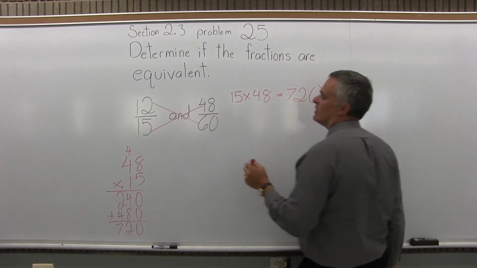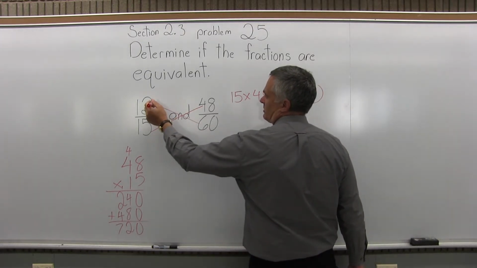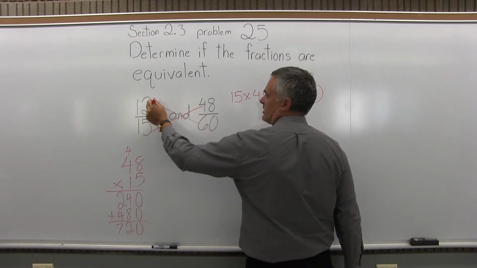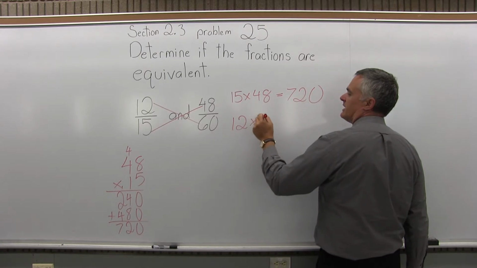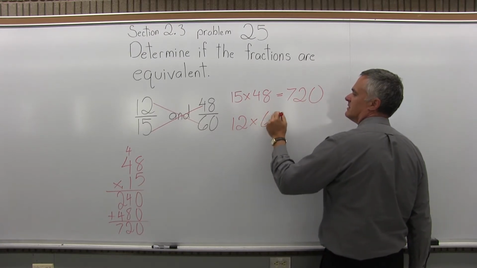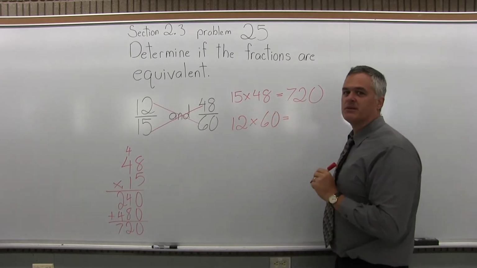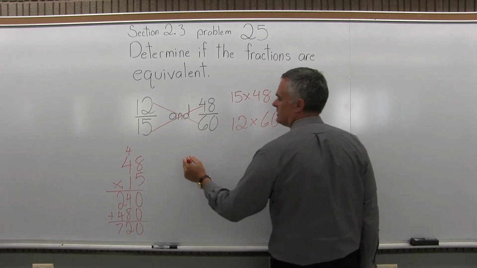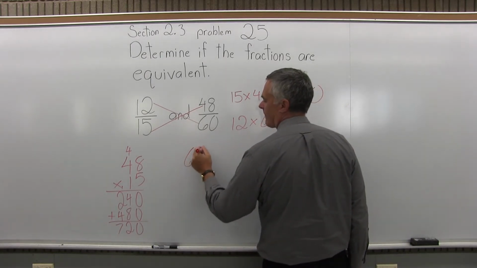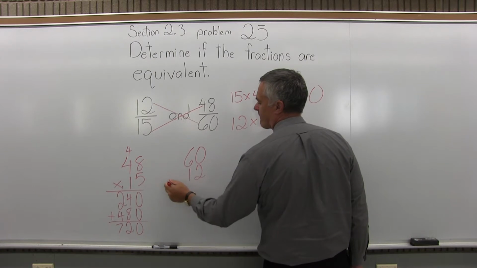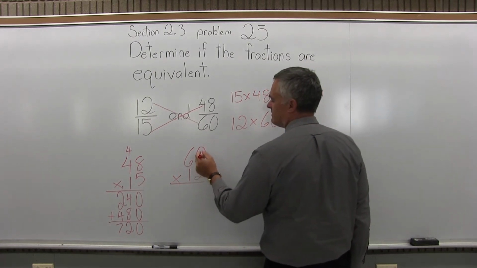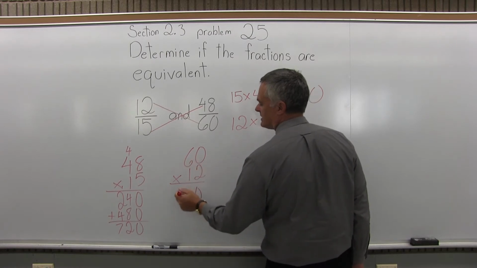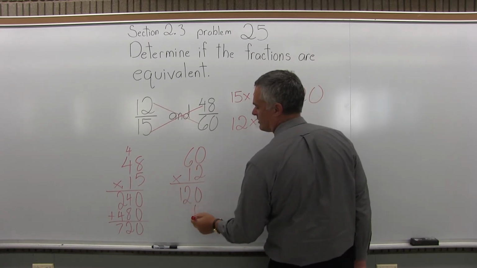Now, the other combination I could multiply is 12 times 60, the numerator of the first fraction times the denominator of the other fraction. 12 times 60. That's also a fairly big multiplication. So I'll do it out the long way. So 2 times 0 is 0. 2 times 6 is 12. I'll put in a 0 to hold my place.